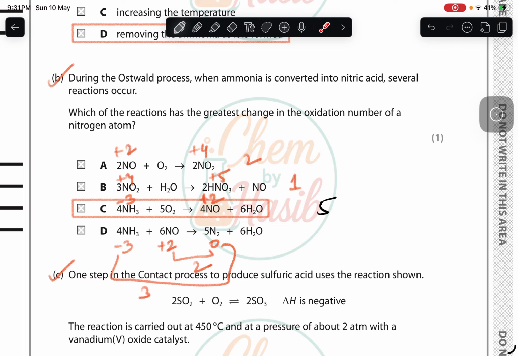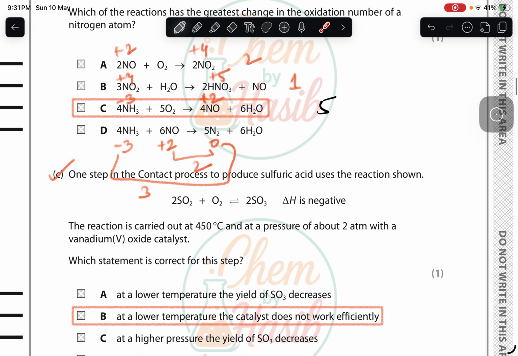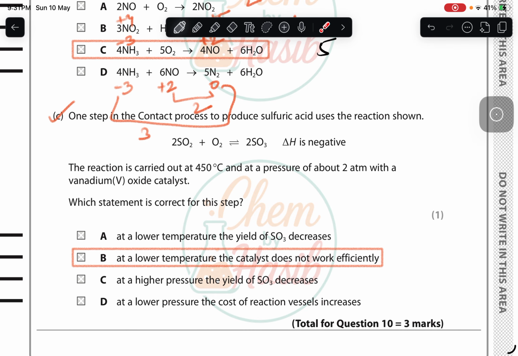Then we move to question number C. It says, which statement is correct for this particular step? The reaction is carried out at 450 degrees Celsius. Okay. Which statement is correct? At a lower temperature, the yield of sulfur trioxide decreases. That is a wrong statement. The del H is negative for the forward reaction, so a lower temperature will shift the equilibrium to the right. So the yield should increase, not decrease.